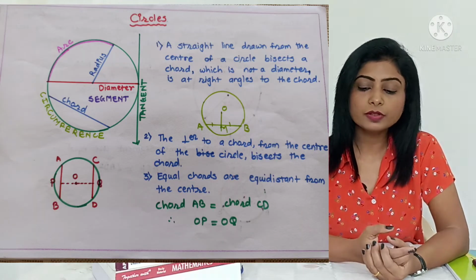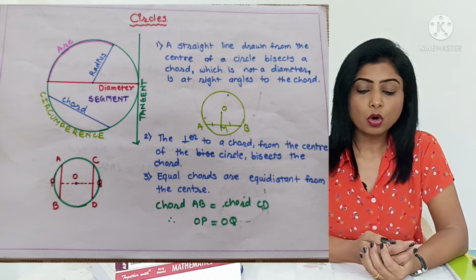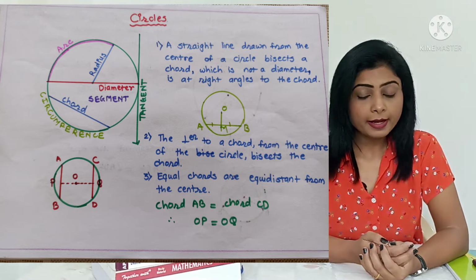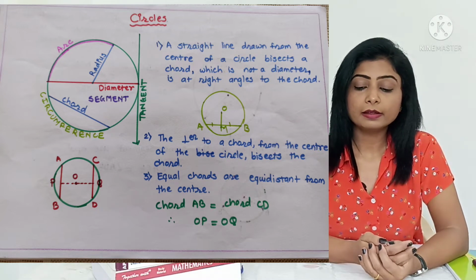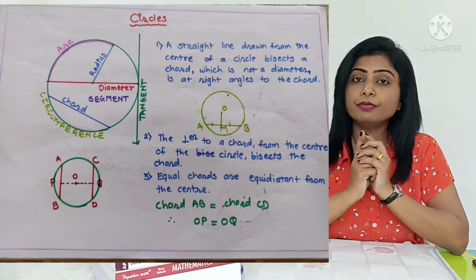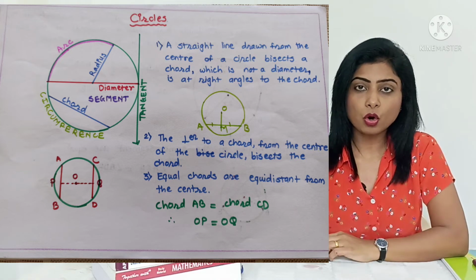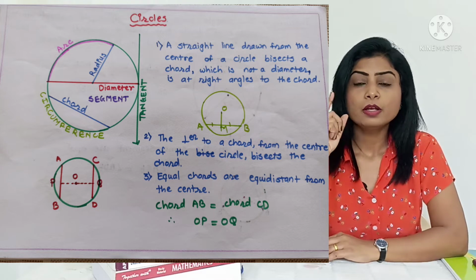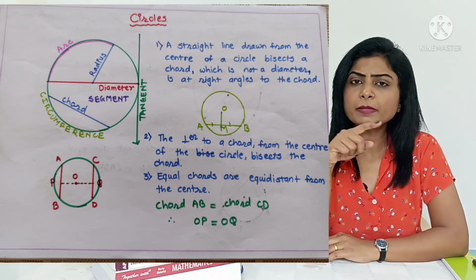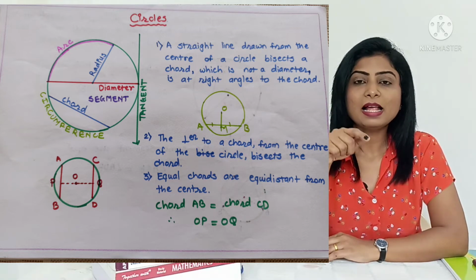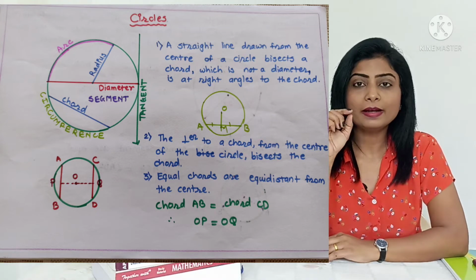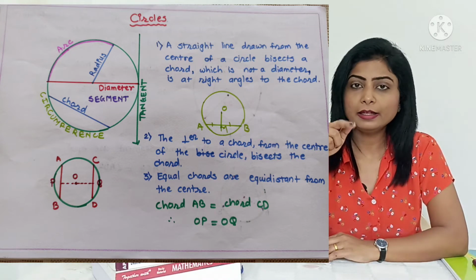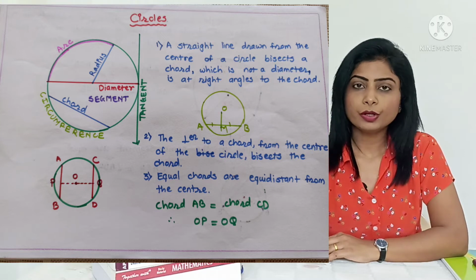So the first property is a straight line drawn from the center of a circle that bisects a chord, which is not a diameter, is at right angles to the chord. Now in the given figure I have drawn AB as your chord and OM is the distance between the center of the circle to the chord. Now this property states that OM is perpendicular to AB as well as AB is getting divided into two equal parts by the line OM. So AM is equal to BM.